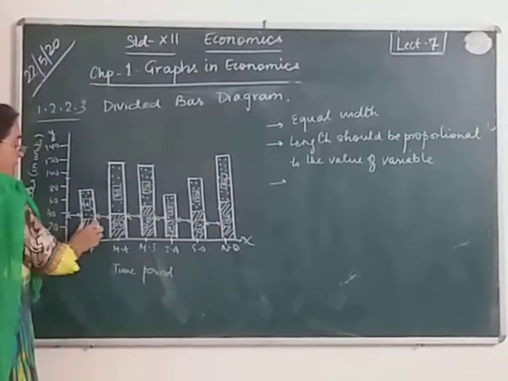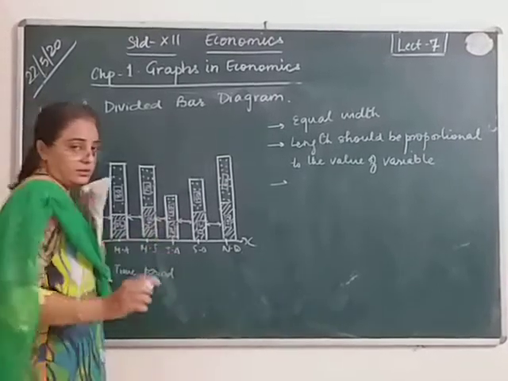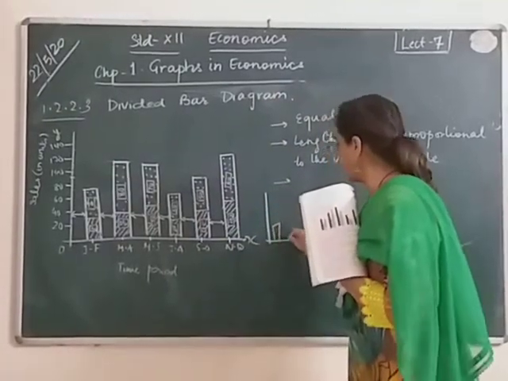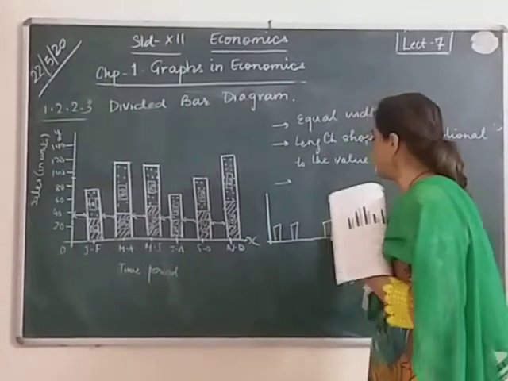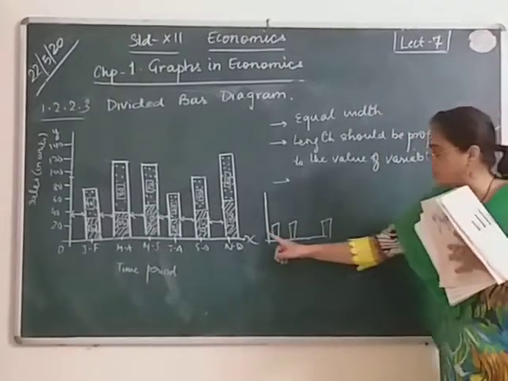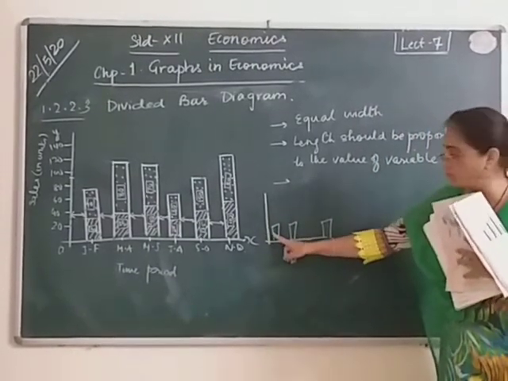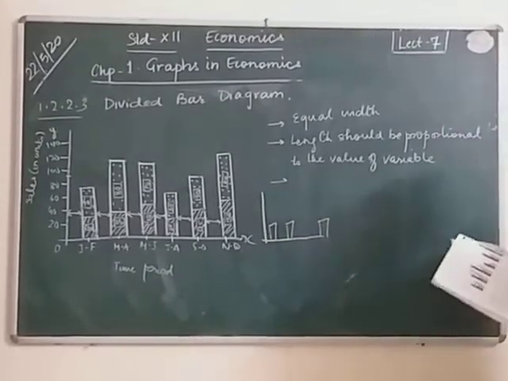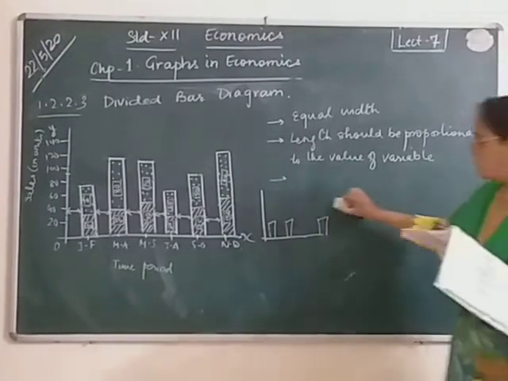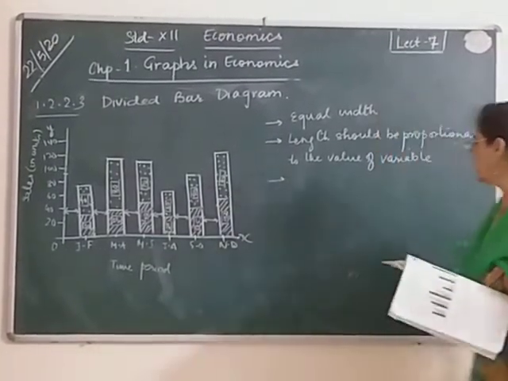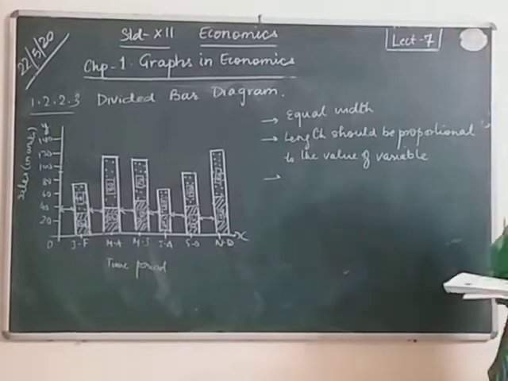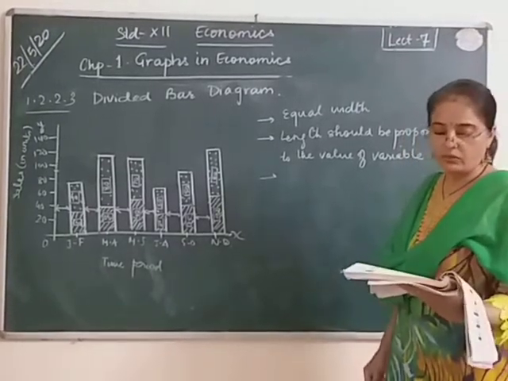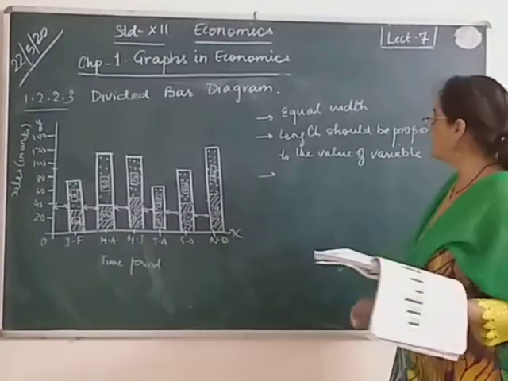It should not be that one bar is here, the other bar is here, and the third one is here. You should not have bars like this. This is not the way to show. The distance between the origin and the first bar should be equal to the distance between the first and the second, and the second and the third. So that has to be considered. This will give a better visual impact to the one who reads the diagram. The third one was the equal distance between the bars.